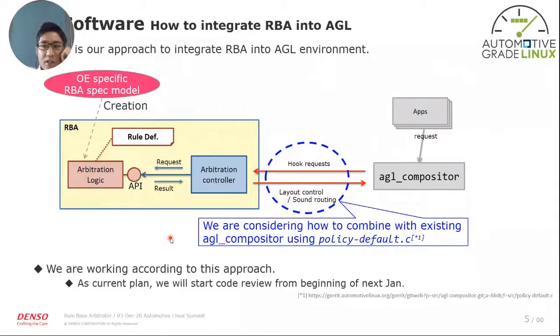And as a current plan, we can start the code review from the beginning of next January. So that's all about the RBA from my end. I would like to hand over to Date-san again. Thank you.